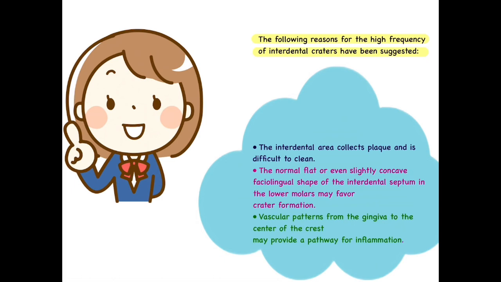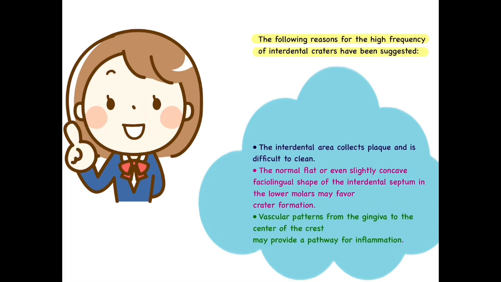This area is already susceptible to collection of plaque, and oral hygiene is quite cumbersome to maintain in that area for most patients, so this area is particularly liable for interdental crater formation. The next reason is that there's a slightly concave shape. It is somewhat normal, however it is slightly concave, the shape present on the facial lingual aspect of the interdental septum, particularly in the lower mandibular teeth. And this physiologic shape which is already present there makes it favorable for crater formation in that particular region, right?